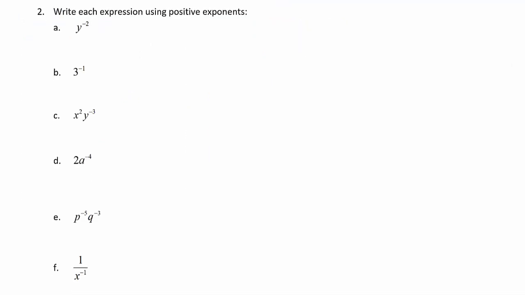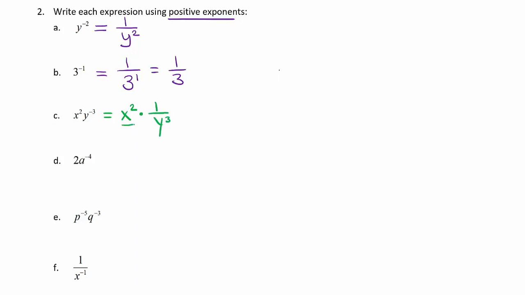So let's practice rewriting expressions with negative exponents using positive exponents. Using that definition I just gave you, y to the negative 2 is the same thing as 1 over y squared. And 3 to the negative 1 would become 1 over 3 to the 1, or you could just write that as 1/3. We can use the same property in example C, but notice we have a positive exponent with the x. We just have an x squared, so I'm not going to do anything with that term. And then the y to the negative 3 becomes a 1 over y to the third.